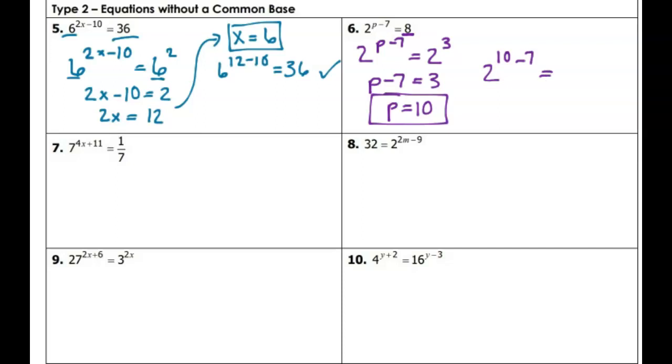And if you just check the answer here, 2 to the 10 minus 7 is 2 to the 3rd, which is 8. So again, that is a great way to check your answer.